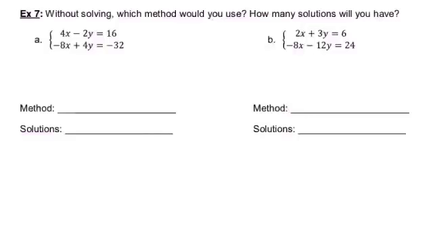We're going to go through those in class tomorrow. But again, I want you to figure out which method are you going to use, which method makes the most sense. And without solving, how many solutions are you going to have? Again, look for patterns that you see. Think about what the solutions mean as far as one solution, many solutions, and no solutions, and see what you can determine from those.